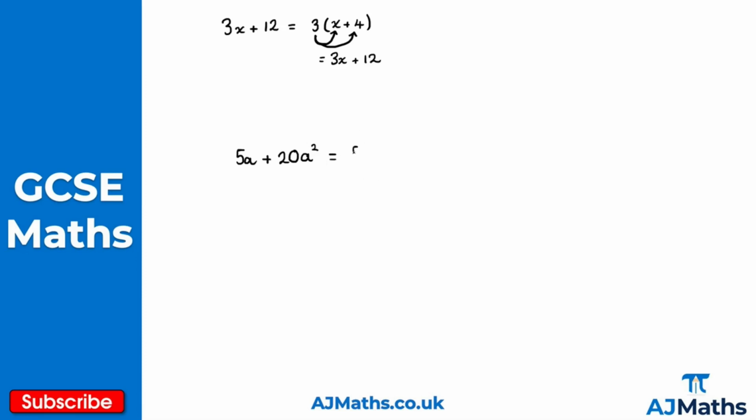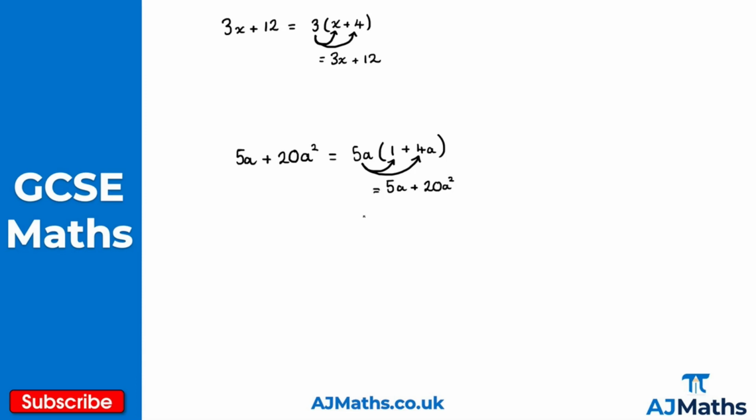And then inside the bracket, again, just working backwards, what do I times 5a by to get 5a? That must simply be 1. And again, what do I times 5a by to get 20a squared? Well, that must be 4a. Okay, and there we have it. So like you can see, that gives me the 20a squared underneath.